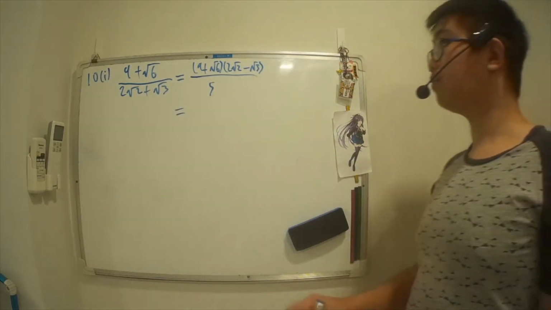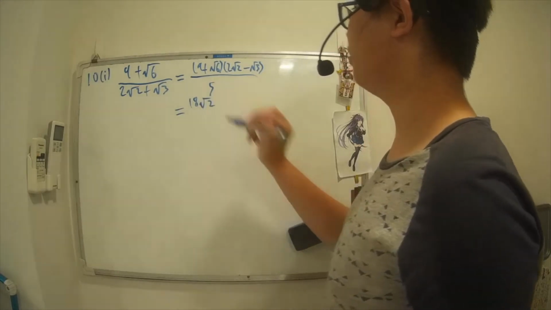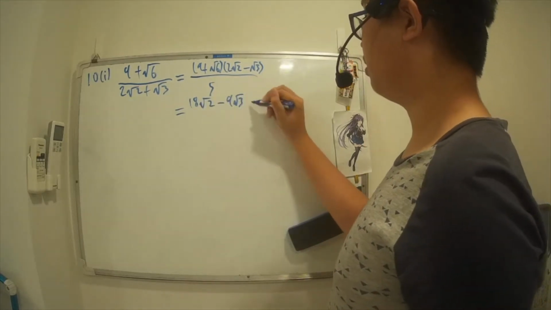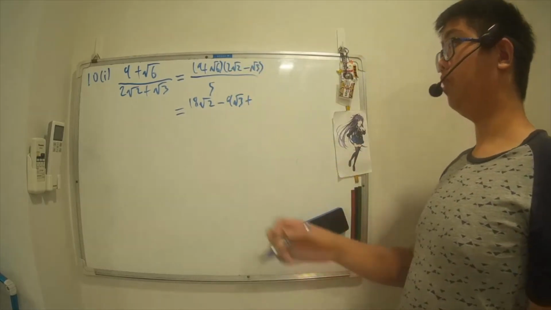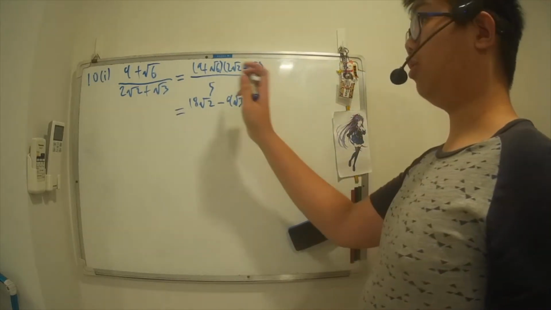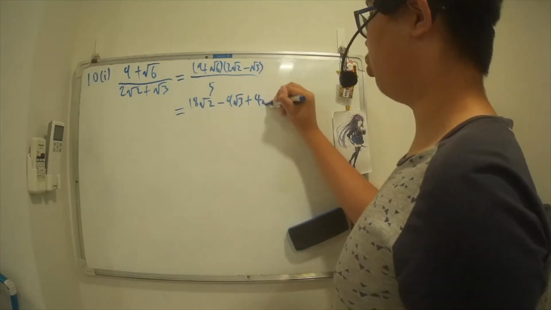We have 18 square root 2 minus 9 square root 3 plus 2 square root 2 times square root 6. Square root 6 is square root 3 times square root 2, so the square root 2 will join this, and then it will just be 2. So this is 4 square root 3.